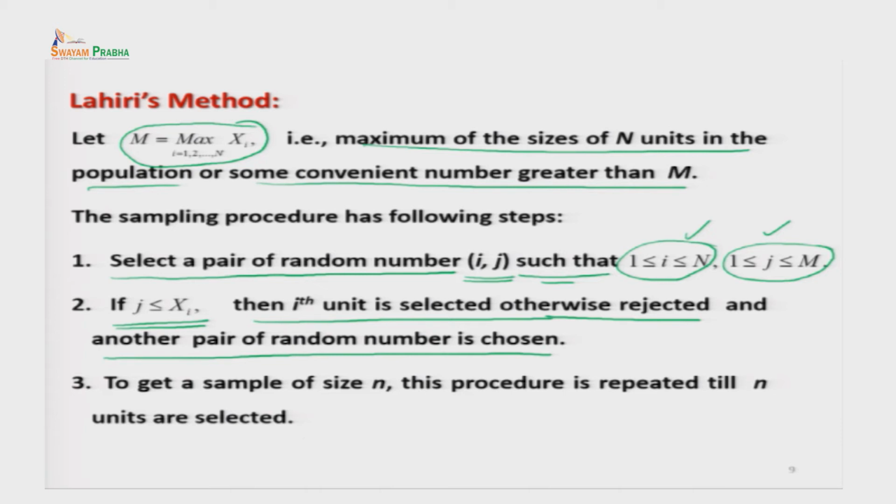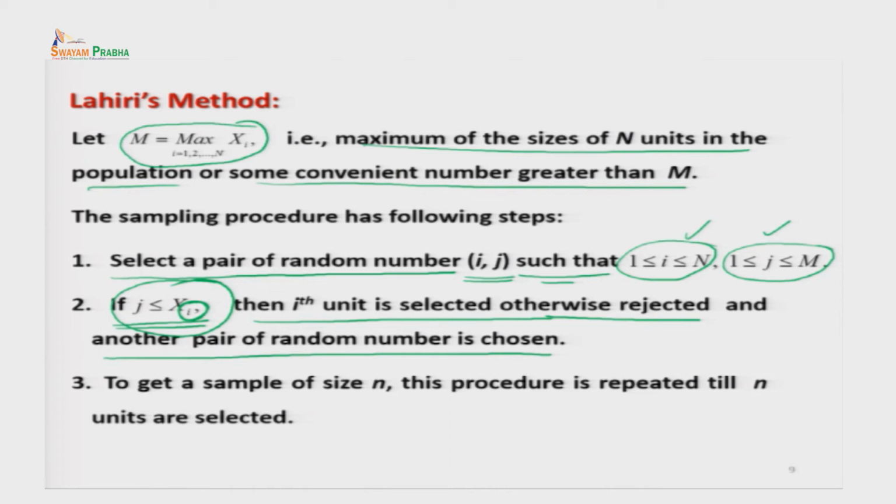What you have to keep in mind here, please try to see the position of i and j in this statement. The rule is you are trying to choose two numbers i and j, and then you are saying that if j is less than or equal to x_i, then the ith unit is selected, otherwise not.